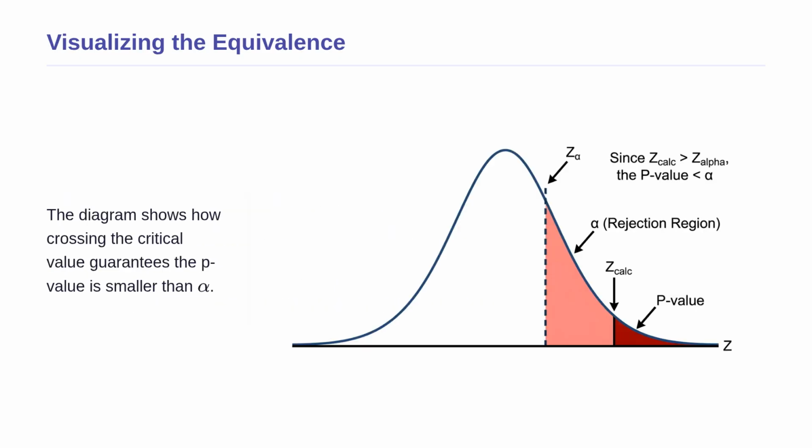This diagram perfectly visualizes why both methods agree. Look at the horizontal axis. The light red area represents our strict risk limit, alpha, and its starting border is the critical value, Z alpha. Our actual data, zcalc, landed further to the right. Because it crossed that border, it created a much smaller dark red area, which is the p-value. You can clearly see that because the data crossed the distance boundary, the dark red area is guaranteed to be smaller than the light red area. This is why both methods always lead to the same conclusion.